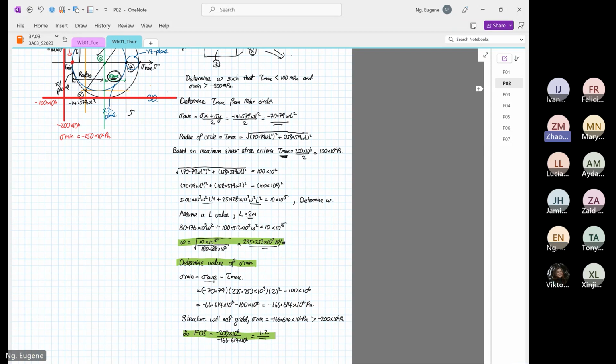Yeah, I have a question. Yes. I still don't know how you know the failure point is the connection between the web and flange? That is because of the radius.